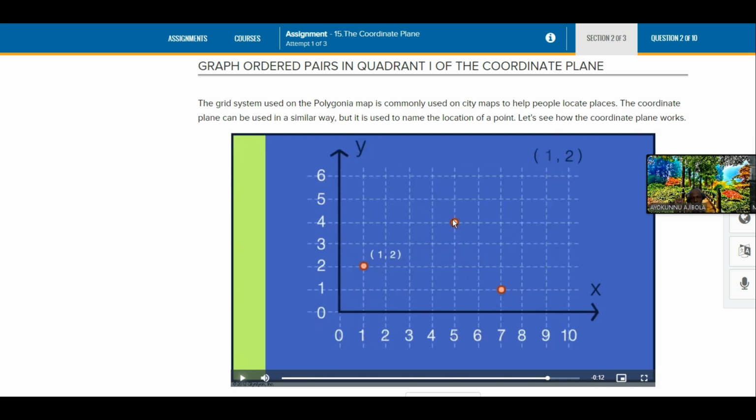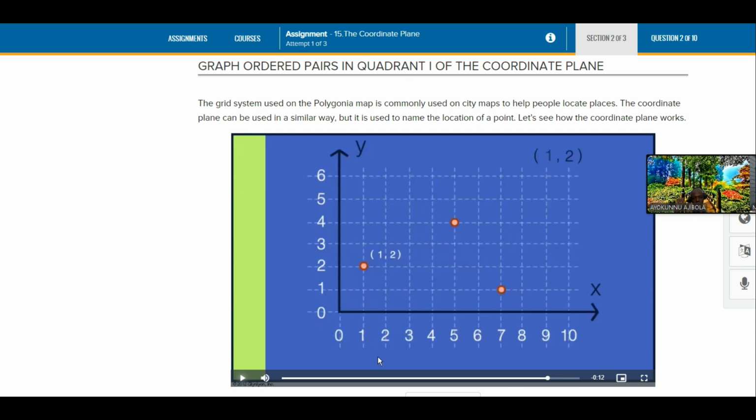Okay. What about the second point? On X, what number can you see here on X? 5. 5, good. On Y, what number? 4. That is 5, comma 4. What about the third one? The third one. Yes, look at it. 7, comma what? The third is 7, comma 1, right?